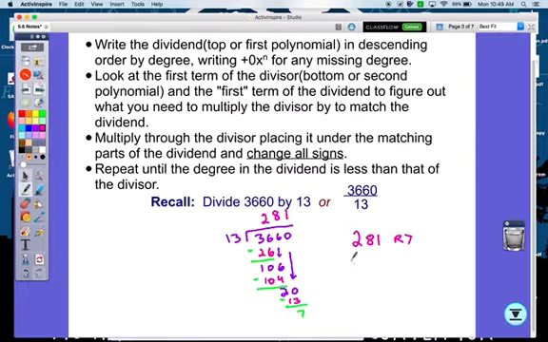Okay? Or it'll go in there 281, and then when you have a remainder, you can just put it over what you divided by, 13. And it'll give you 281 and 7/13. All right? We're going to do the same thing, but with polynomials.